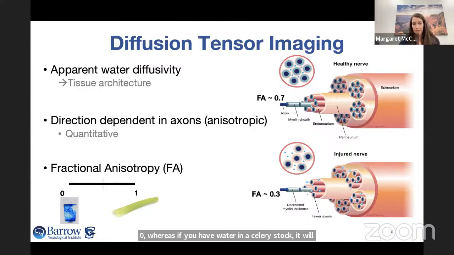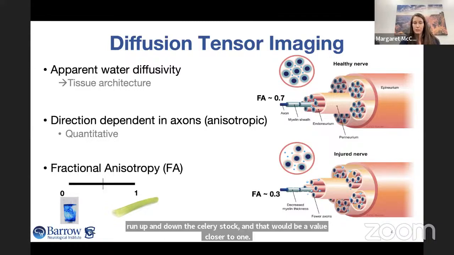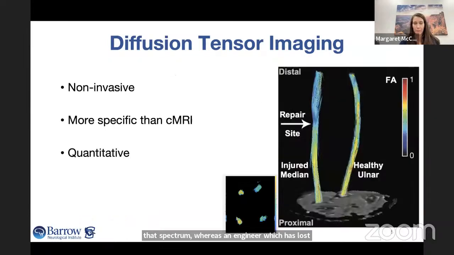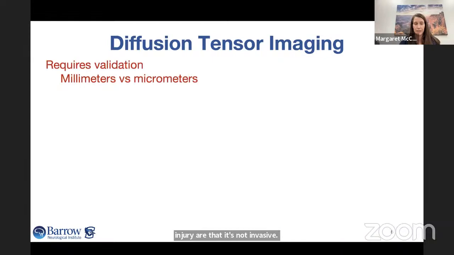So looking at nerves, a healthy nerve is going to be closer to the celery stalk, closer to the one end of that spectrum, whereas an injured nerve, which has lost myelin and axons, will be closer to the 0 end of that spectrum, closer to the water cup. So the advantages of using DTI to track peripheral nerve injury are that it's non-invasive, it's more specific than conventional MRI, and it's quantitative, as I mentioned. However, it requires validation because you're measuring on a millimeter level scale tissue architecture that exists on the micron level.